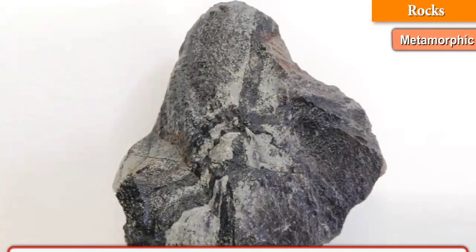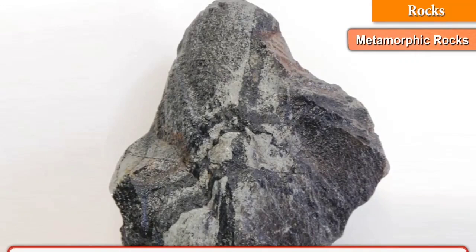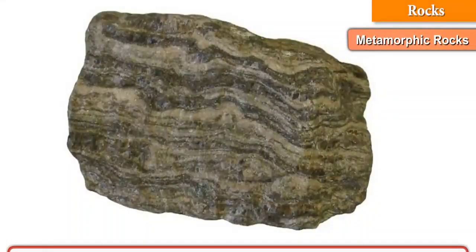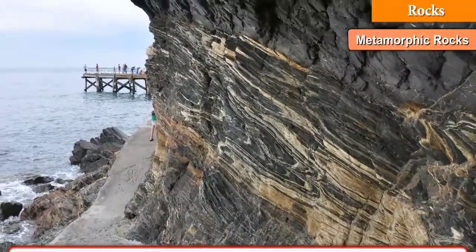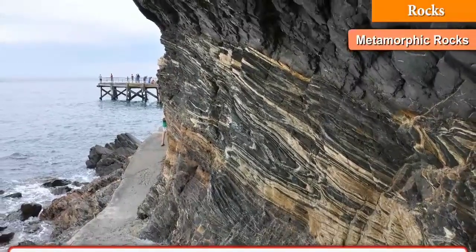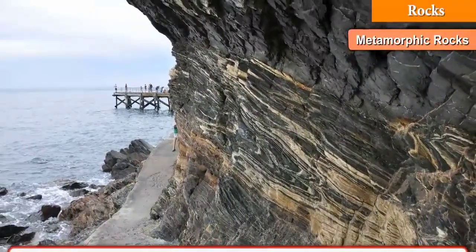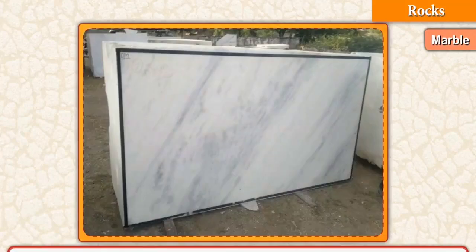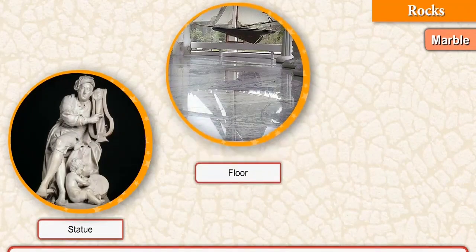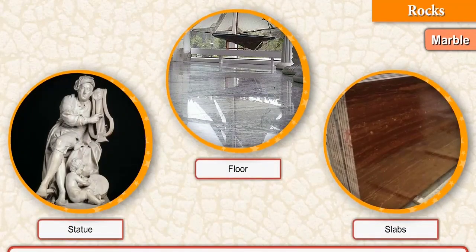Metamorphic rocks. Metamorphic rocks are formed due to changes in the existing rocks over time. They can be formed from sedimentary or igneous rocks due to high temperature and pressure. Examples of metamorphic rocks. Marble. It is formed from limestone, a sedimentary rock. It is used for making statues, floors, and slabs.